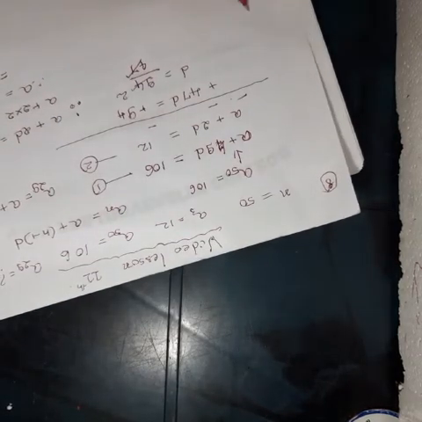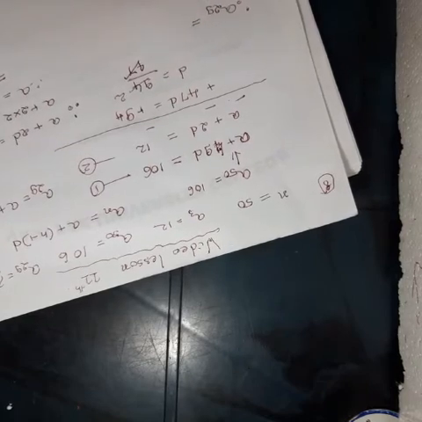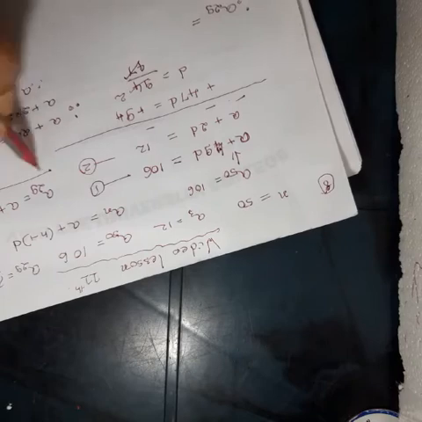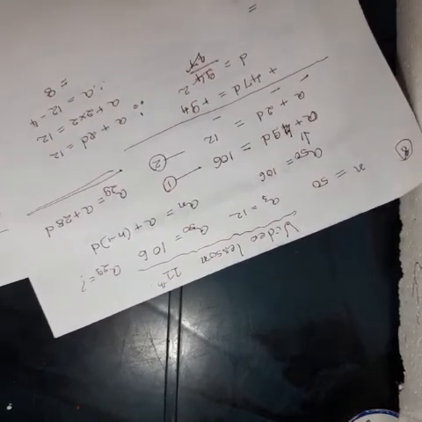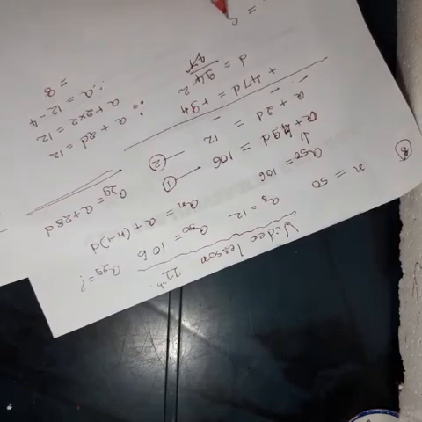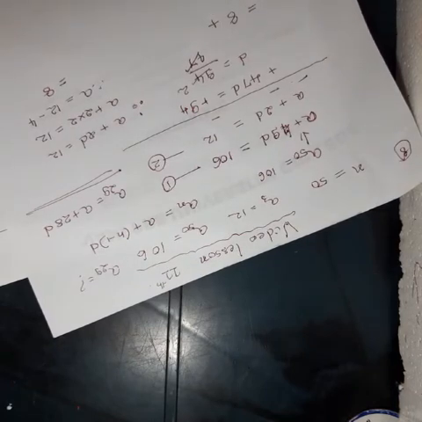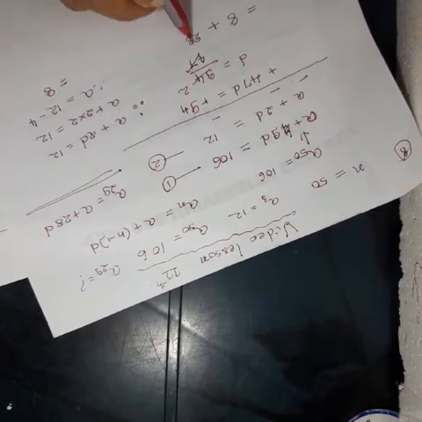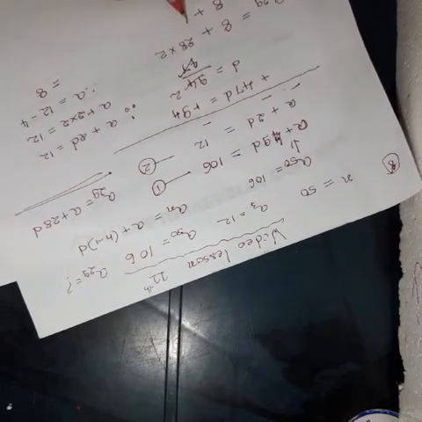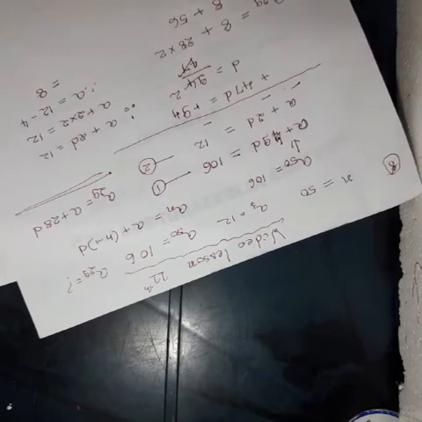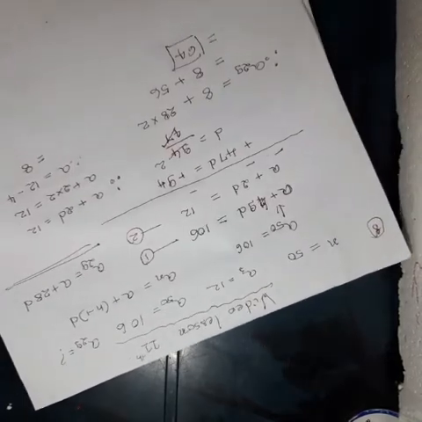So finally, A29 is equal to a plus 28d. Substituting, a is 8 plus 28 into 2. So this is equal to 8 plus 56, which is equal to 64. Correct. The sum is over.